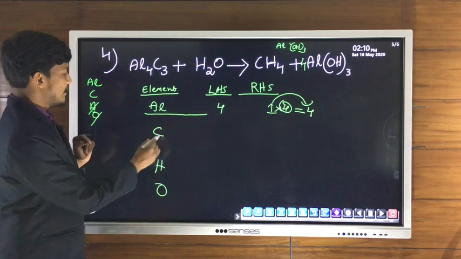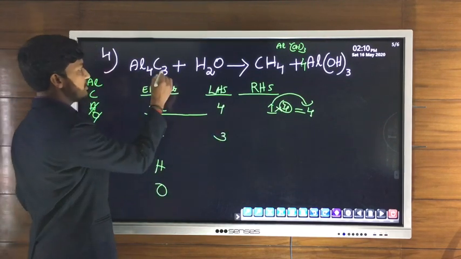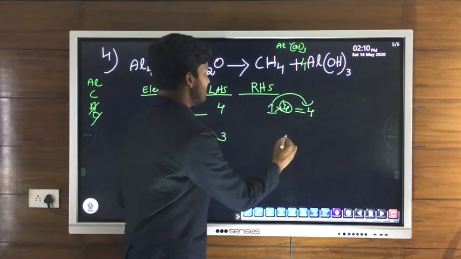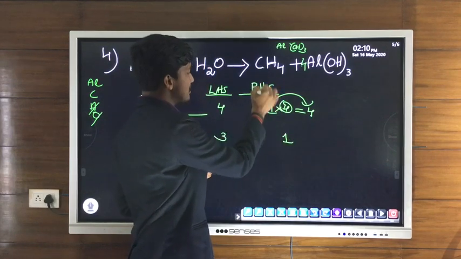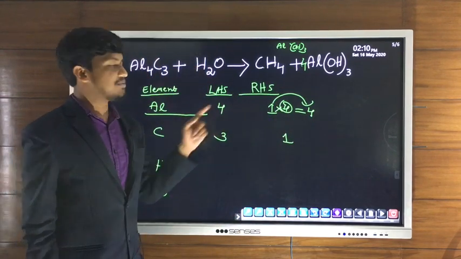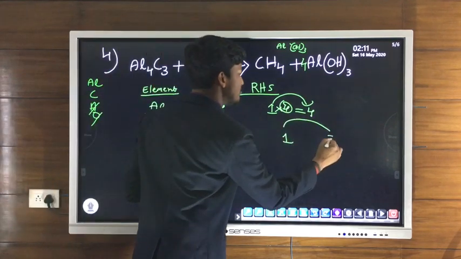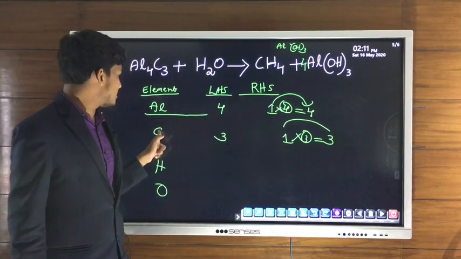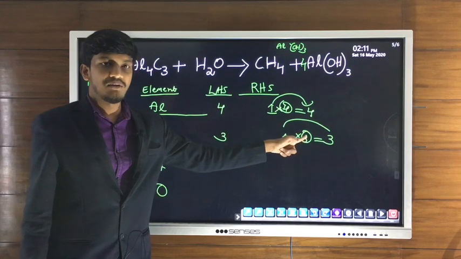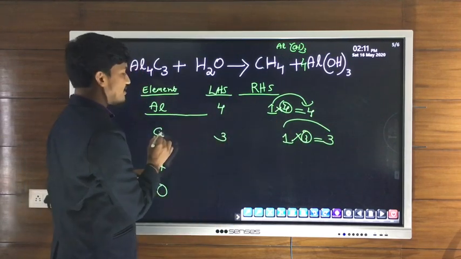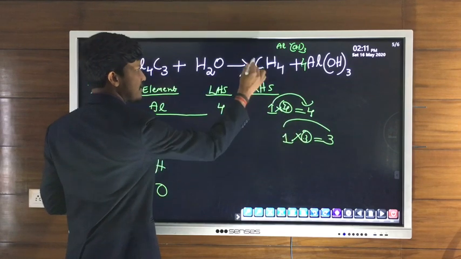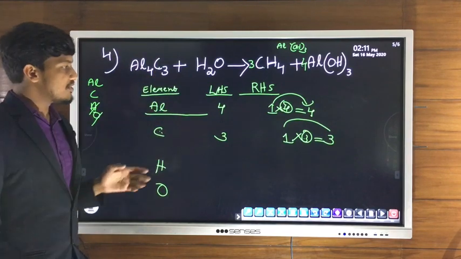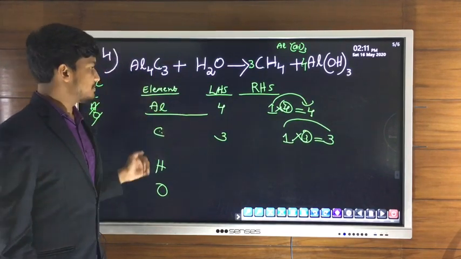Now carbon. Number of carbon atoms on the LHS, 3, C3. And on the right side, CH4, that means C1H4. 3 and 1. How can we equalize? 1 into 3, multiply by 3. That means the coefficient of C on the RHS is 3. 3 into 1, 3. Left side, 3. So 3 carbon atoms, equal number.